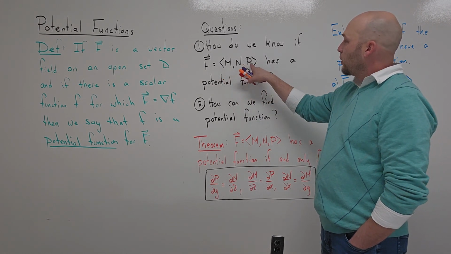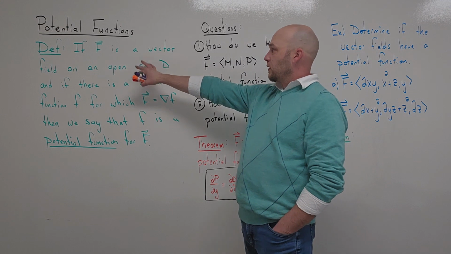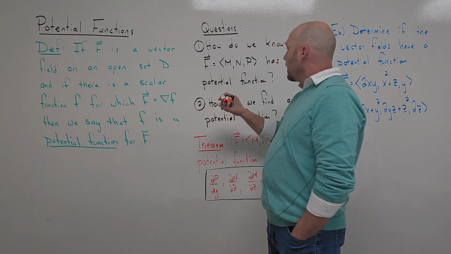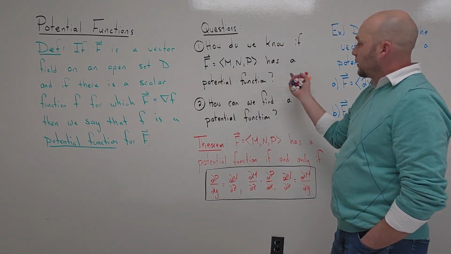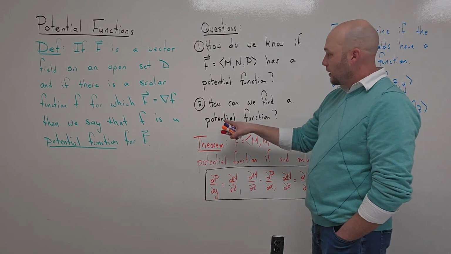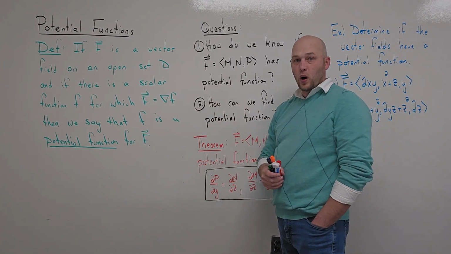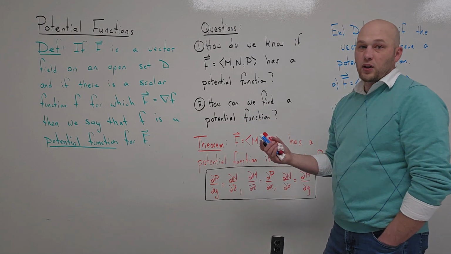Notice I've got 3 components here, so this is going to apply for a vector function with 3 components. How do we know if a vector field has a potential function? And then second, if it does have one, then how can we actually find it?